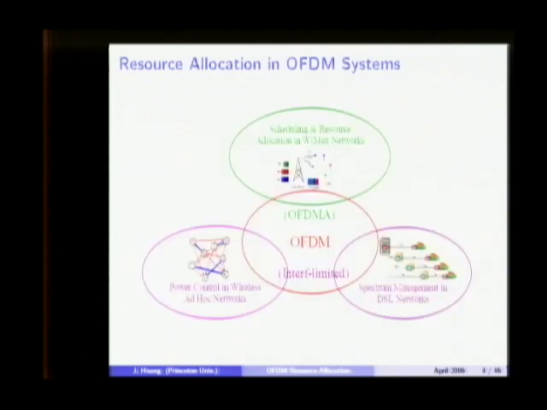So I'm going to talk about three applications in this talk. The first is scheduling and resource allocation in WiMAX networks, which is based on OFDMA technology, where there is no interference among users. The second one is power control in multi-channel wireless ad hoc networks, where there is interference among users. And the third one is also an interference-limited OFDM system, which is motivated by spectrum management in DSL networks.